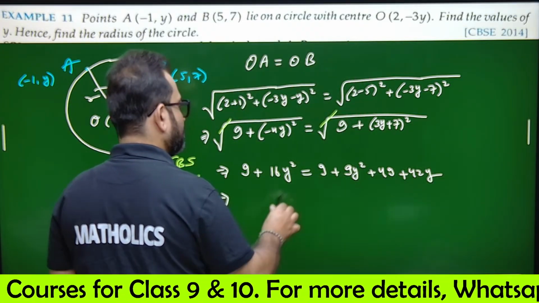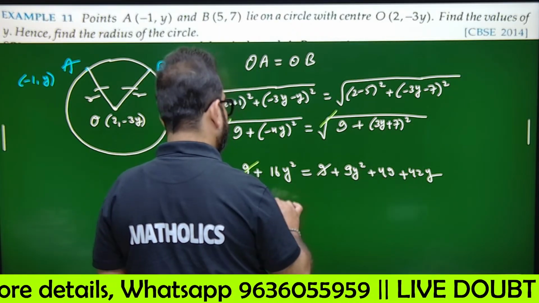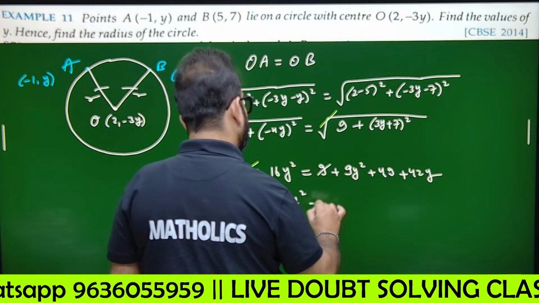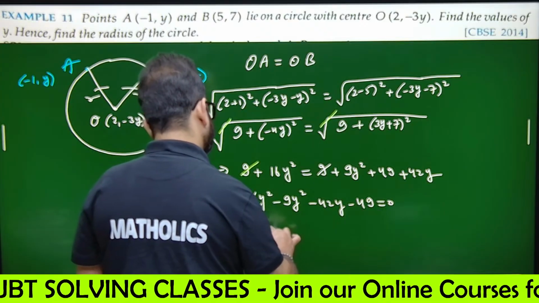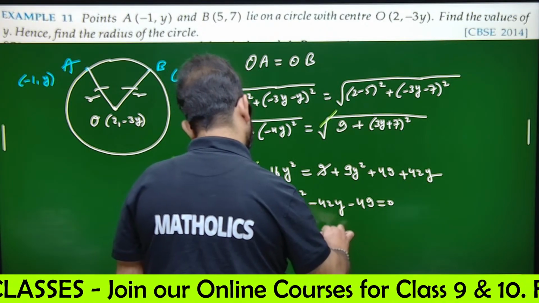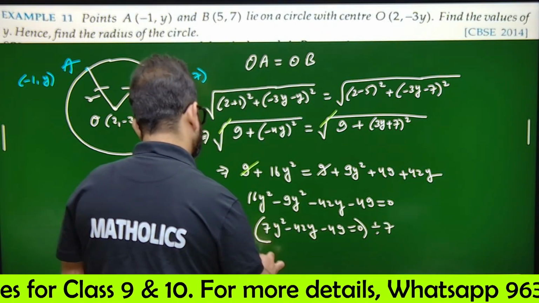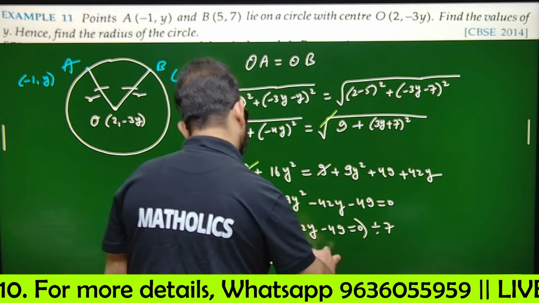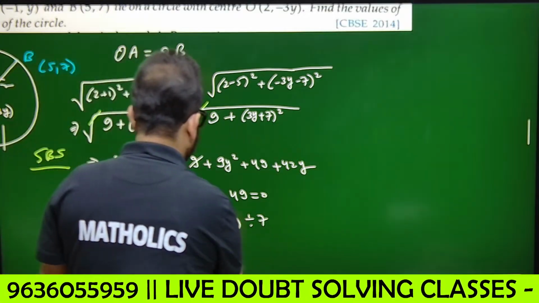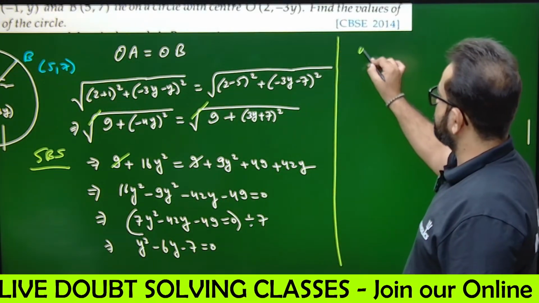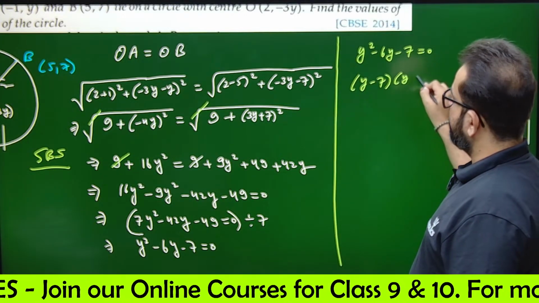Okay. So 9 and 9 cancel out. We get 16y square. Bring everything here: minus 9y square minus 42y minus 49 equals 0. 16 minus 9 is 7y square minus 42y minus 49 equal to 0. Divide the whole equation by 7. We'll get simply y square minus 6y minus 7 equal to 0. When you solve this equation by splitting the middle term, you'll get y minus 7 into y plus 1 equals 0.